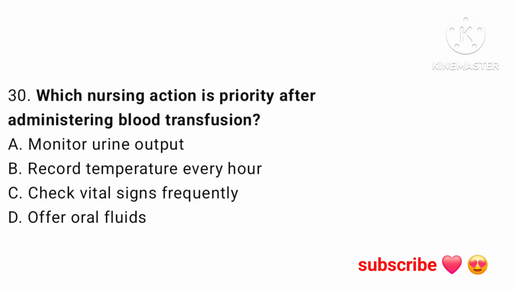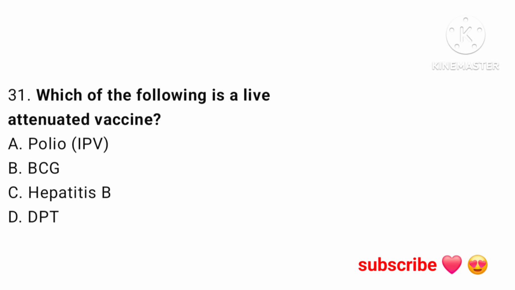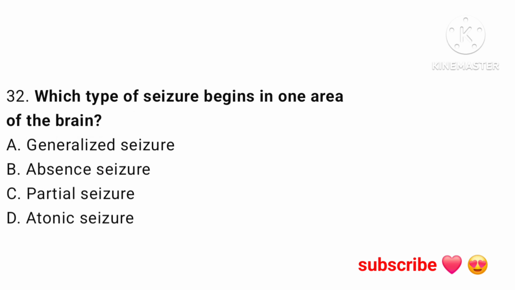Which nursing action is priority after administering blood transfusion? Correct option is C. Check vital sign frequently. Which of the following is live attenuated vaccine? Correct option is B. Which type of seizure begins in one area of the brain? Correct option is C. Partial seizure.